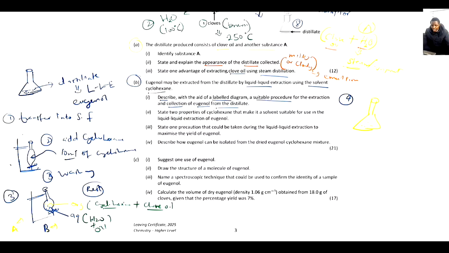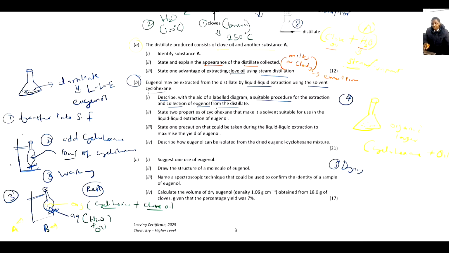The organic layer is made up of cyclohexane plus your clove oil. Don't forget, that will be represented as cyclohexane and clove oil. But you haven't finished the experiment because you need the clove oil alone. So the next thing is to do the drying.